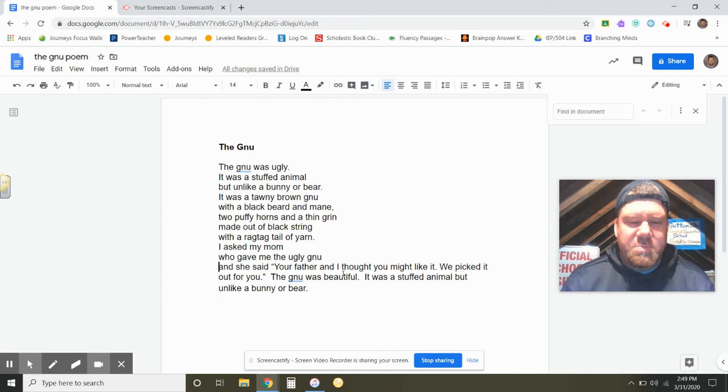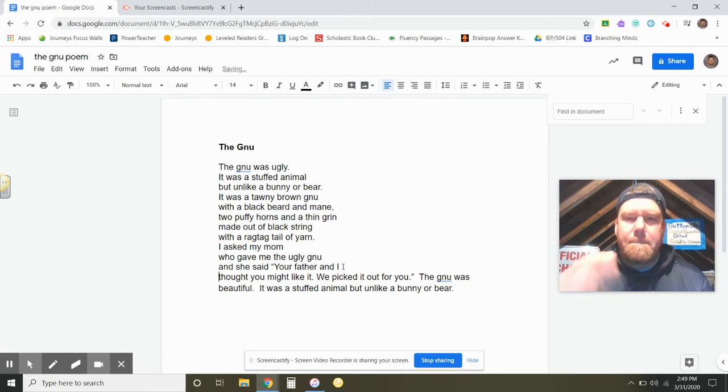So I'm actually going to split the line right there, "your father and I." So that thought right there, boom. I just asked someone, who gave me this ugly thing? And that person replied, well, we did. That's a very powerful part in the poem. And she said, your father and I. So I'll have that be one line. Thought you might like it.